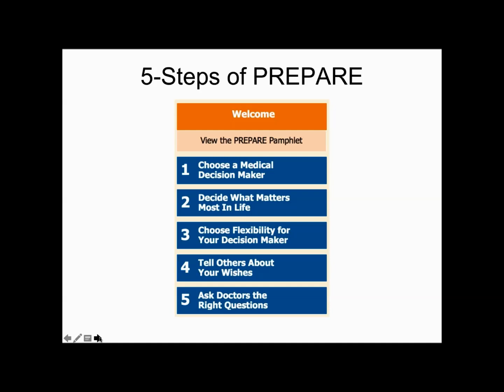You'll notice that many of these steps look very similar to the clinician steps that we talked about before. So 1, choose a medical decision maker. 2, decide what matters most in life. 3, choose flexibility for your decision maker. But 4, then how do you tell others about your wishes? And how do you ask doctors the right questions?